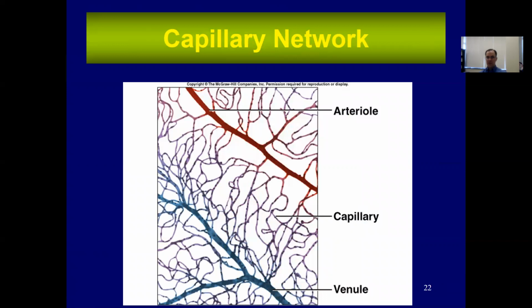Here's just the capillary network where you have the arterioles. They move into the smaller capillaries where you have the exchange of nutrients, and then it leaves the capillaries into the venules themselves.